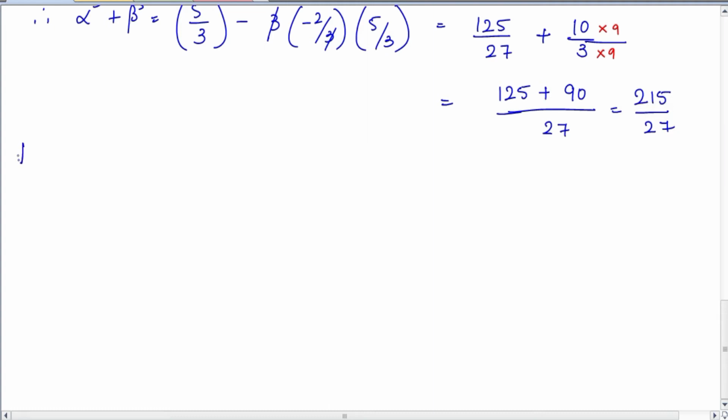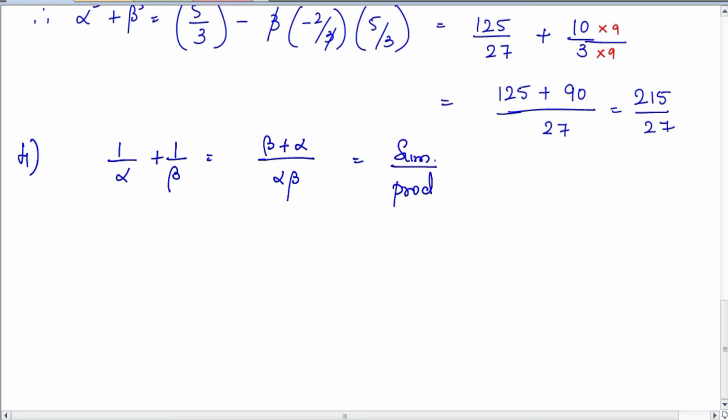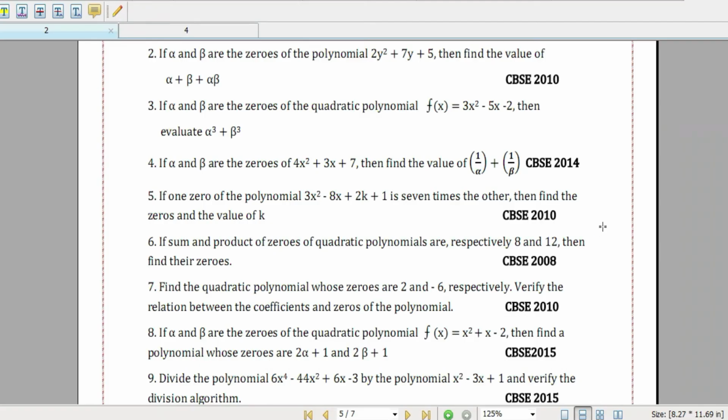So for the fourth question, you are supposed to find 1 by alpha plus 1 by beta, right? After taking LCM, in the denominator you will take the product. In the numerator you are going to get beta plus alpha, which is nothing but alpha plus beta. So the answer is the sum of the zeros divided by the product of the zeros. This is the hint for the fourth question. You can solve it yourself, or again in the solution I am going to give you, it will have the detailed content.